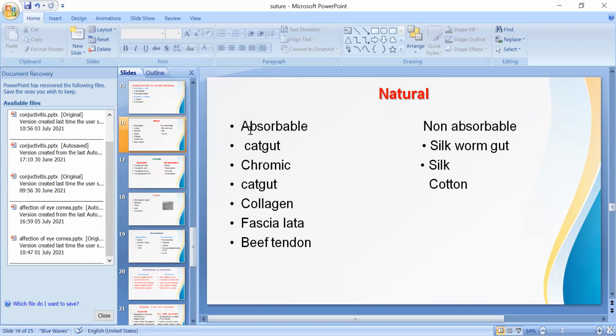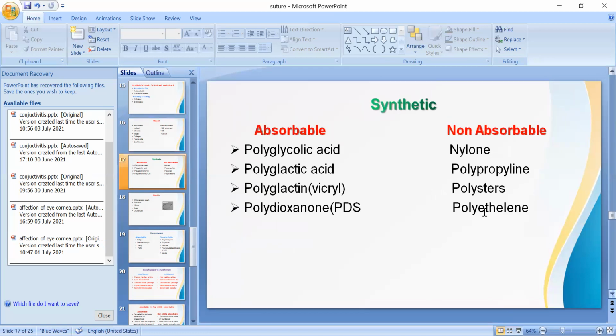So under absorbable, there is catgut, chromic catgut, collagen, fascia lata, or weave tendon, and under non-absorbable, silkworm gut, silk, and cotton. So first one is natural, and second one is synthetic.